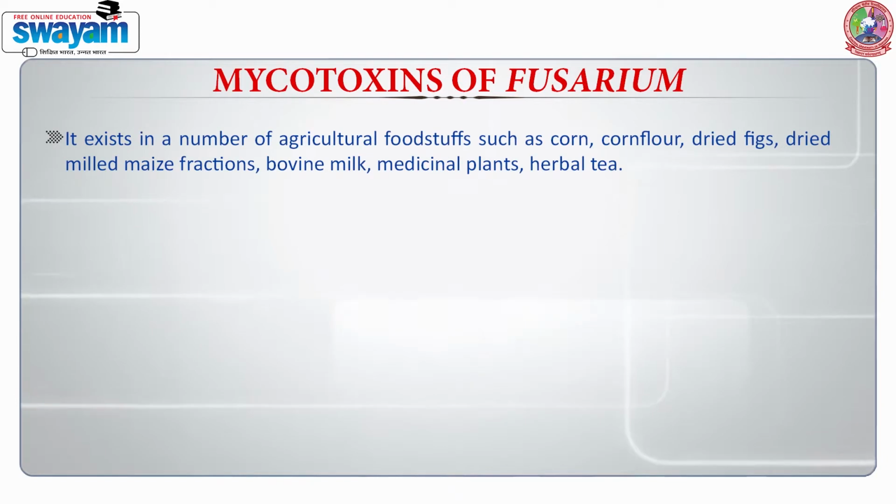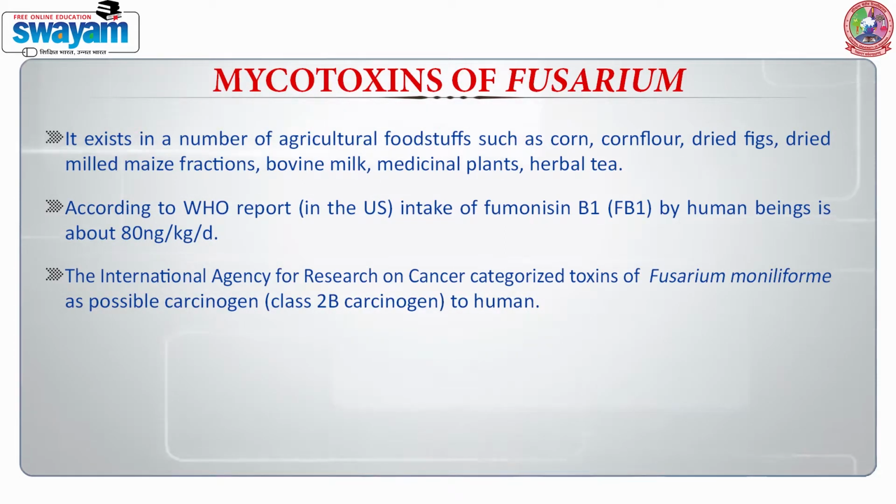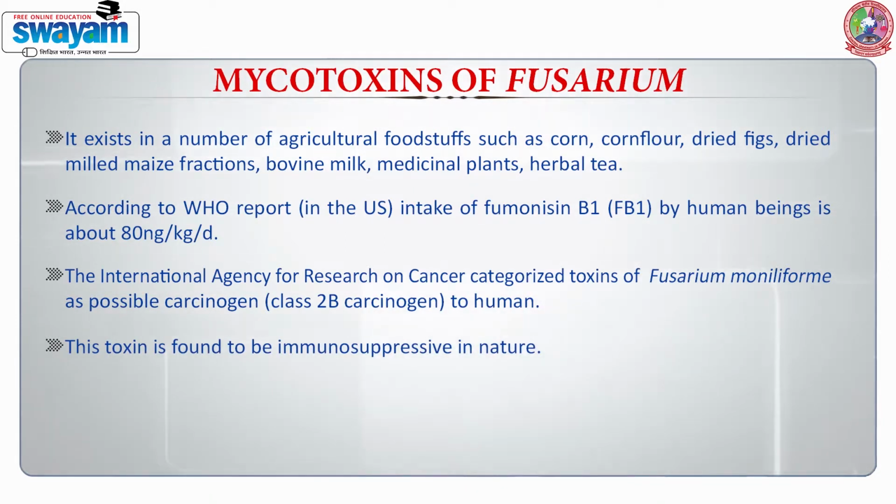This particular mycotoxin is present in a number of agricultural foodstuffs such as corn, corn flour, dried figs, dried millet, maize fractions, bovine milk, medicinal plants, herbal tea, etc. According to the WHO report, intake of fumonisin B1 by human beings is about 80 nanogram per kg per day. And according to the International Agency for Research on Cancer, these toxins are identified as possible carcinogens.